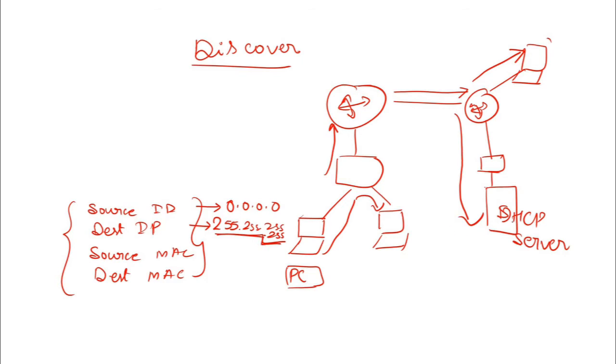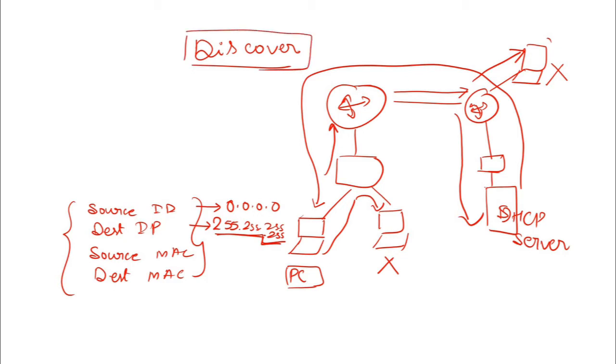Now wherever the DHCP server is, it will respond back with the DHCP offer. The remaining computers will discard it. So that's how the PC tries to discover the DHCP server. Is that okay? Yes, got it. Okay, that's great.